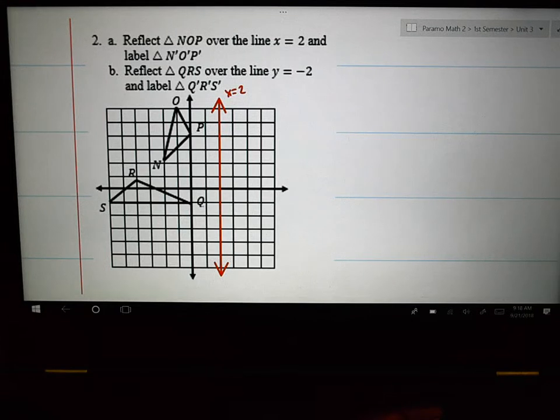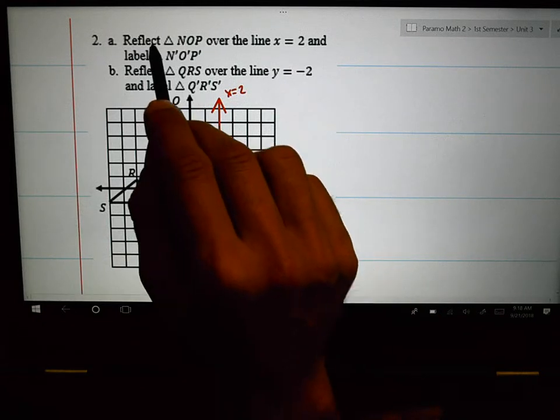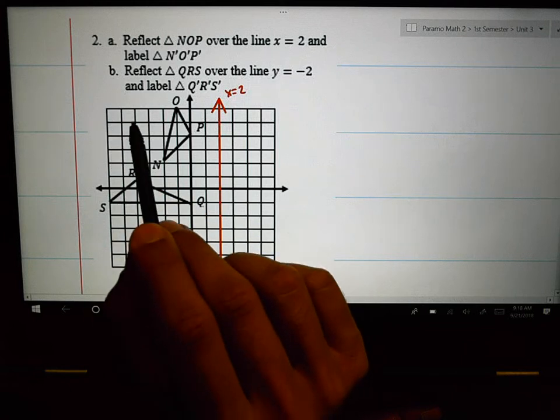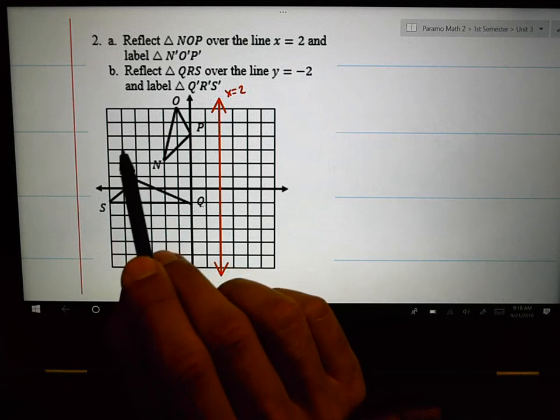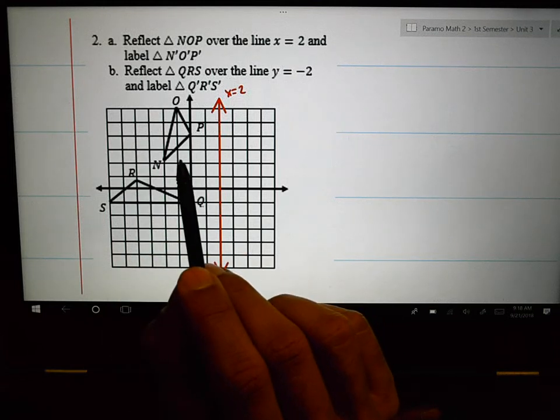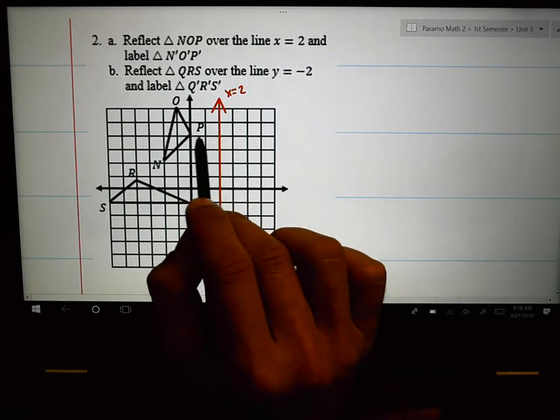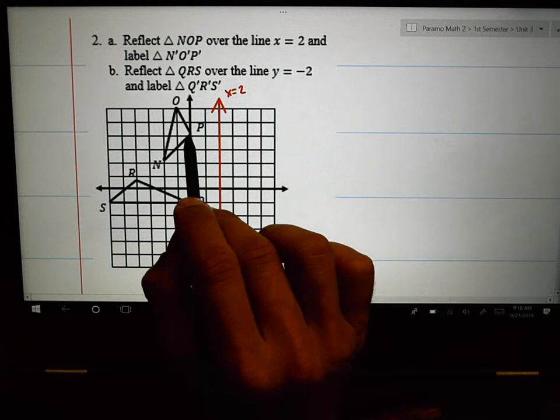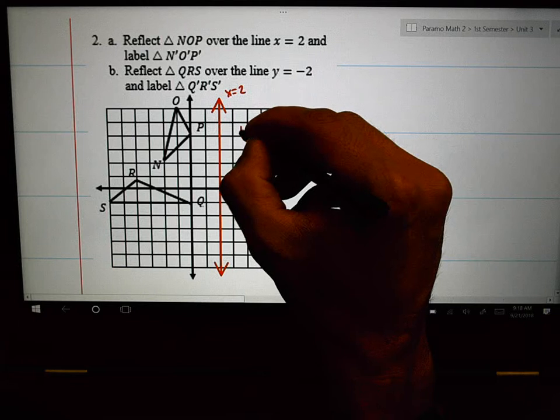It is a vertical line. This is where all the x's are equal to 2. And then a reflection is where each point on that triangle, every single point gets reflected by the distance to the reflection line. If P is 1, 2 squares away from the line, P prime is going to be 1, 2 on the other side of the line. I can put a dot, and P prime has to be right here.